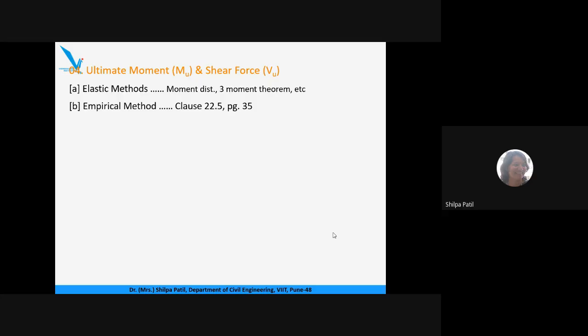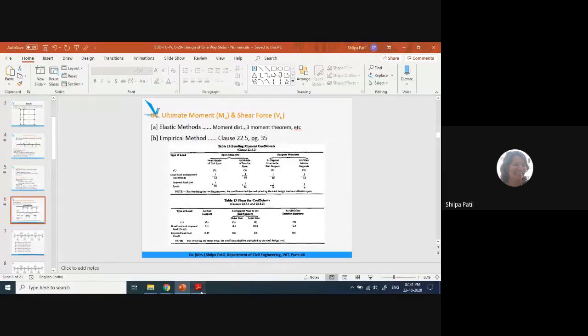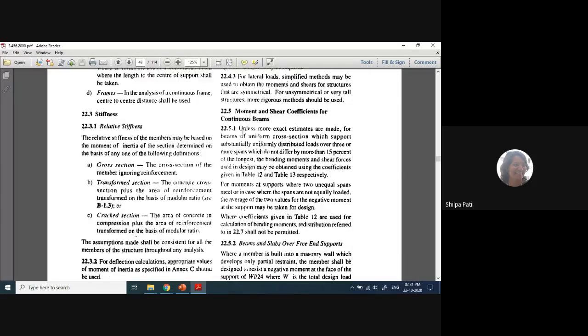The second method is, instead of using this elastic method, we can use the empirical method. This empirical method is given on page number 35 of IS 456, clause number 22.5. Let me open that clause first. Page number 35, clause number 22.5. This is moment and shear coefficients for continuous beams.